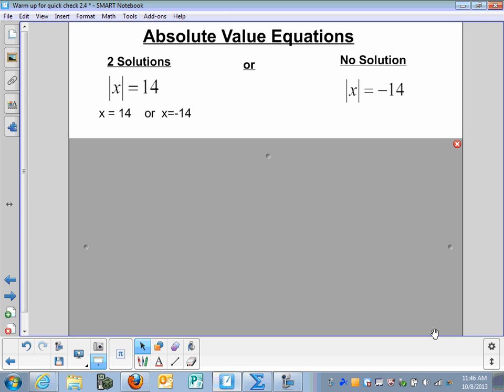Or we could think of the case where we have the absolute value of x equal to a negative 14. Since when we take the absolute value of any number, it is always positive, it cannot be equal to a negative number.